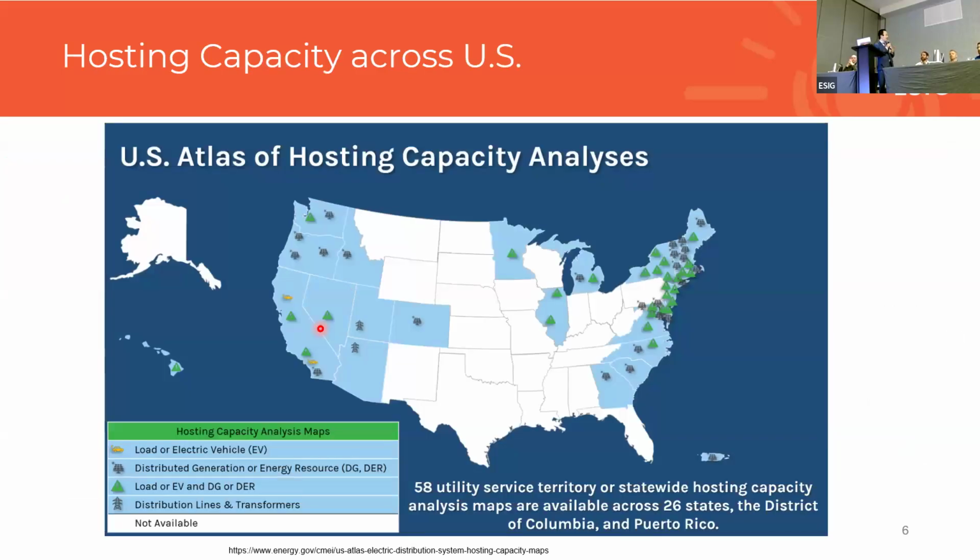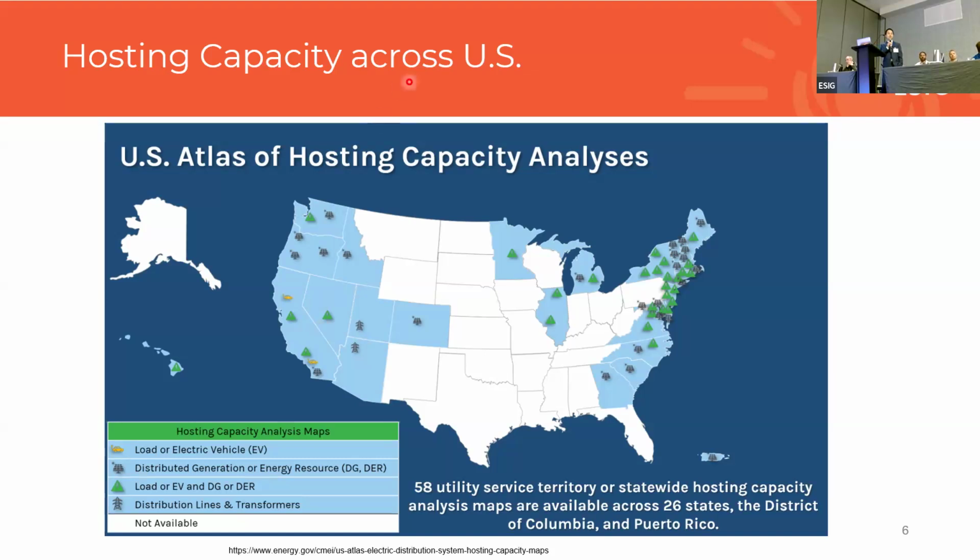I know that some of you are saying that your hosting capacity is not published yet, and it's a little bit delayed. I will show the picture pretty soon. This is published by the U.S. Department of Energy. This is where the hosting capacity maps are published. If you look across the country now, there are roughly 58 utility service territory or statewide hosting capacity maps available. So roughly half of the US states have some kind of hosting capacity available.